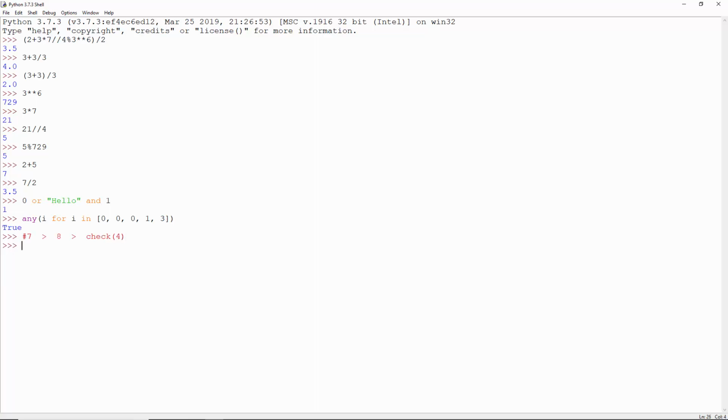This happens in conditional operators as well, and in ternary operators, print if 1 is not evaluated here. Some operators are left to right associative, some associate right to left, and some are not associative either way. This is rather equivalent to 7 greater than 8 and 8 greater than check of 4.